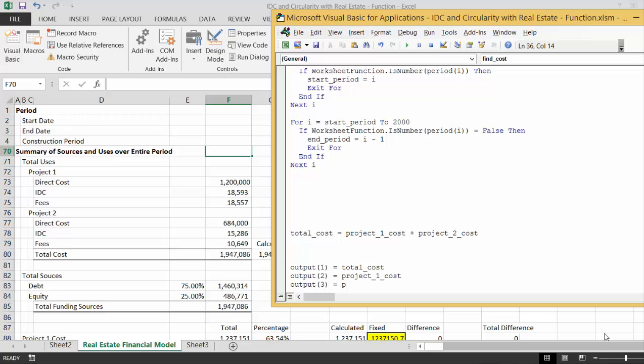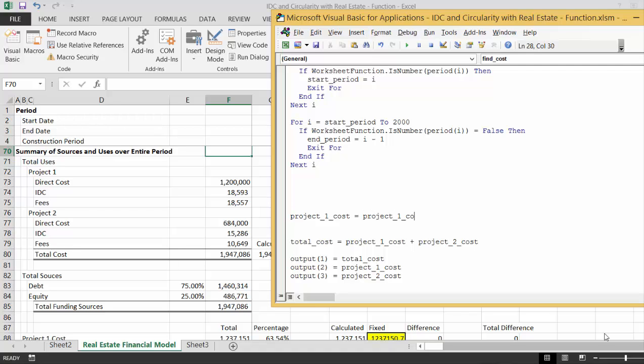Some people like to dimension all the variables. I'm not sure which takes longer, I guess it's a trade-off between how many spelling mistakes you're going to make and how long it'll take you to put them all in. Okay, now let's start going back, and project 1 cost equals the project 1 construction.